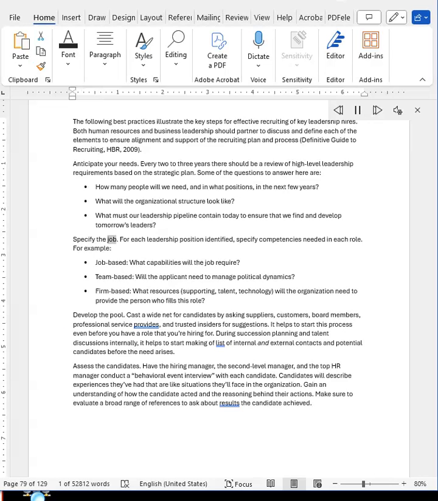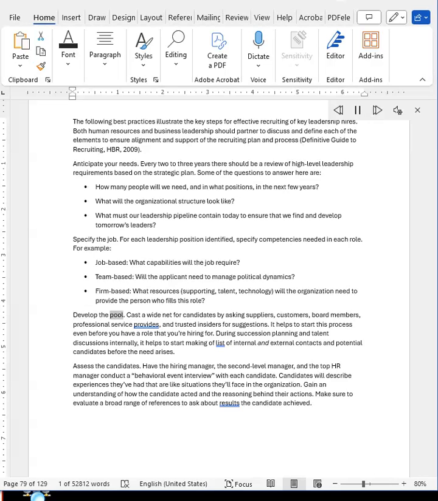Specify the job. For each leadership position identified, specify competencies needed in each role. For example, job-based: what capabilities will the job require? Team-based: will the applicant need to manage political dynamics? Firm-based: what resources, supporting talent, and technology will the organization need to provide the person who fills this role?